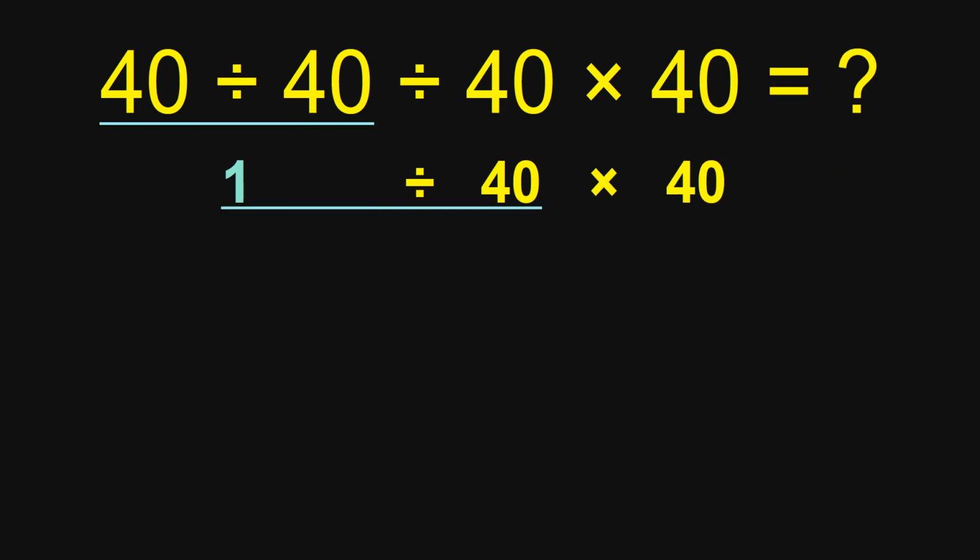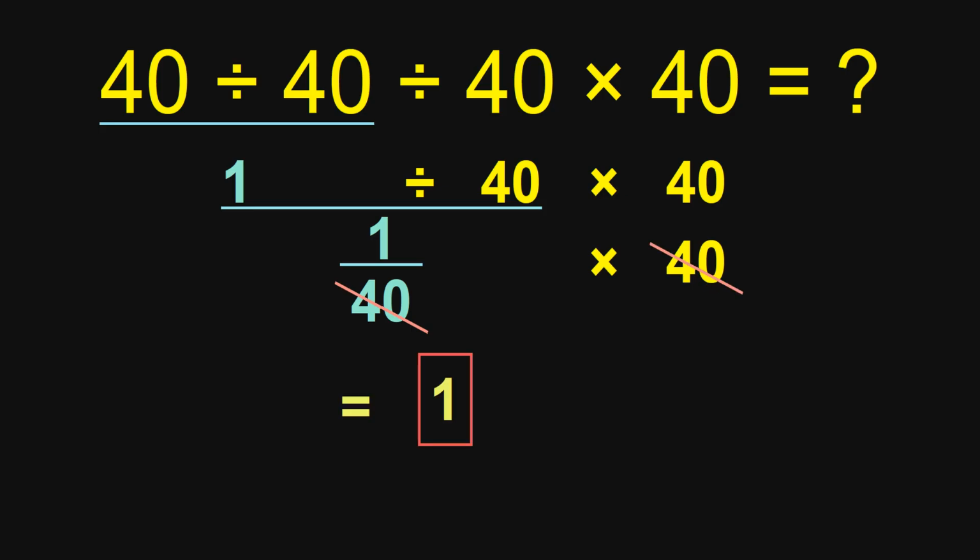1 divided by 40, which can be written as 1 over 40 times 40. Now we can easily cancel this 40 and this 40, which equals 1. So our final answer for this problem is just 1.